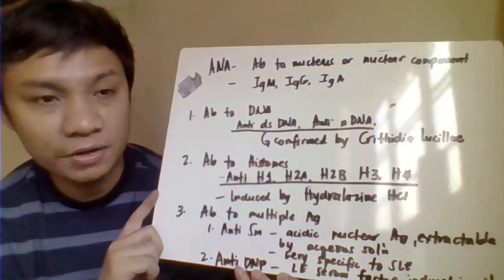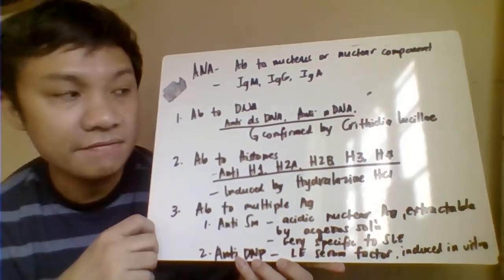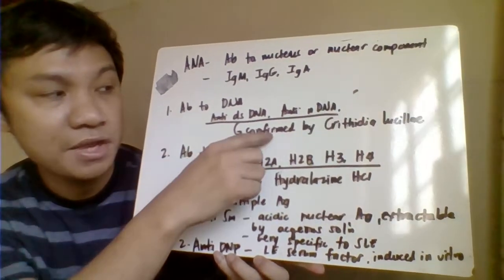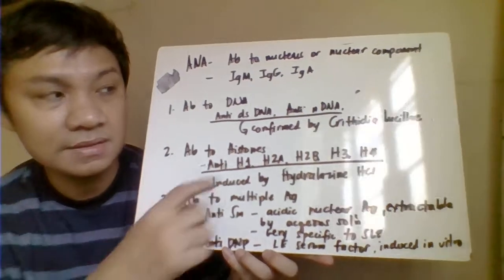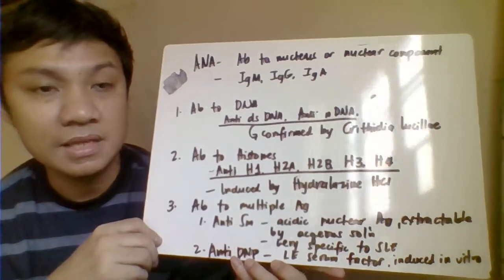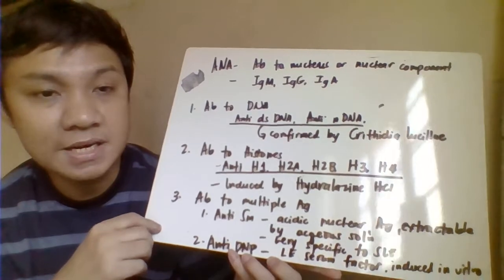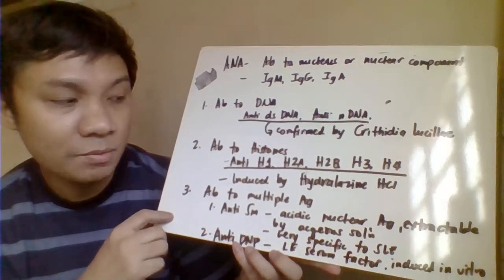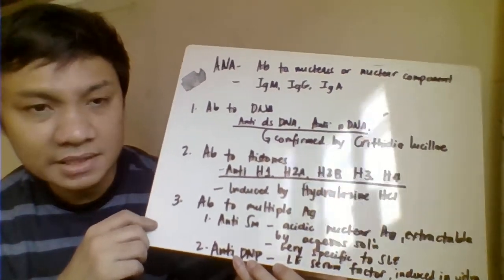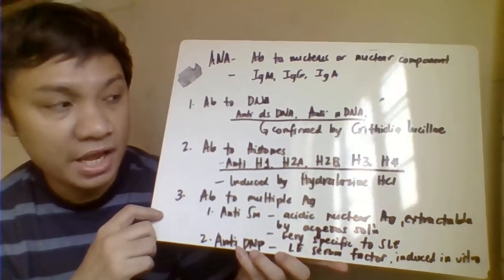So we have antibody to your DNA that may be in the form of anti-double-stranded DNA, anti-native DNA. Confirmatory test here for identification of your anti-double-stranded DNA is by your Crithidia luciliae. So this is a hemoflagellate, wherein the kinetoplast contains the double-stranded DNA. Then we have your antibody to your histones. This is being induced by drugs, hydralazine hydrochloride or procainamide hydrochloride. This antibody includes your anti-H1, anti-H2A, H2B, H3, and your H4.